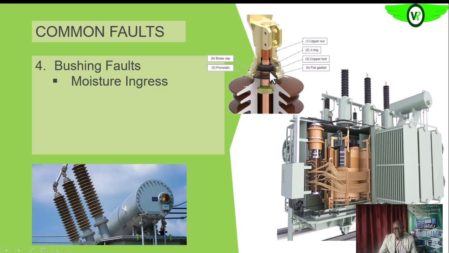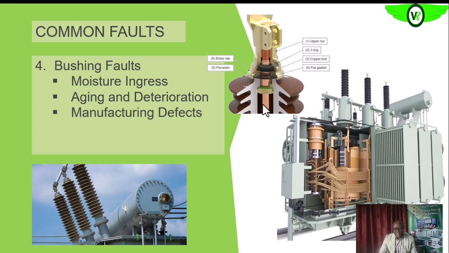So moisture can ingress when these gaskets, okay, are bad. So we can have moisture into the bushing. Then of course aging can cause deterioration, or the environmental stress on the bushing, okay, can also result in deterioration of the bushing, causing the dielectric strength of the material used in producing the bushing to go down.